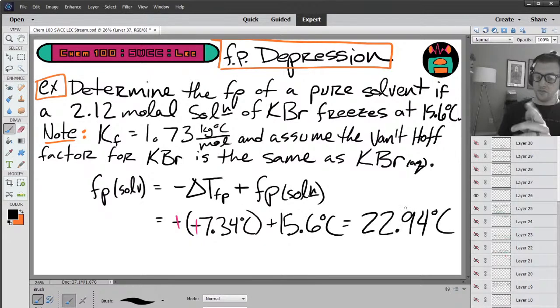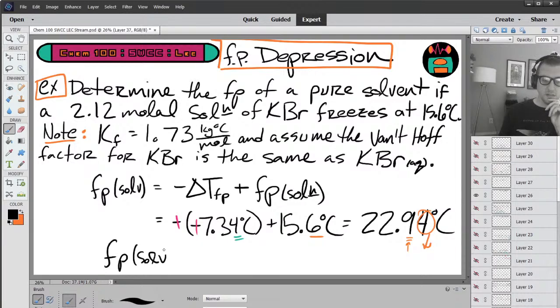22.94, but we have to ask ourselves, what about sig figs? Our change in the freezing point of our solution has its last significant digit in the second decimal place, but our freezing point for our solution has its last significant digit in the first decimal place, so we will have to round to that first decimal place. 4 rounds down, and we find that the freezing point of our pure solvent is equal to 22.9 degrees Celsius.